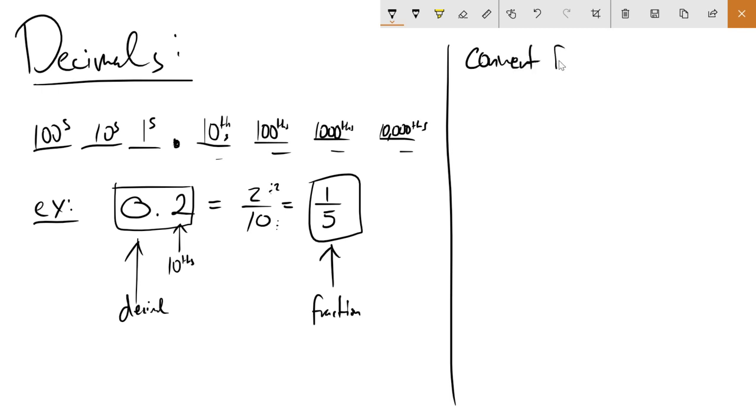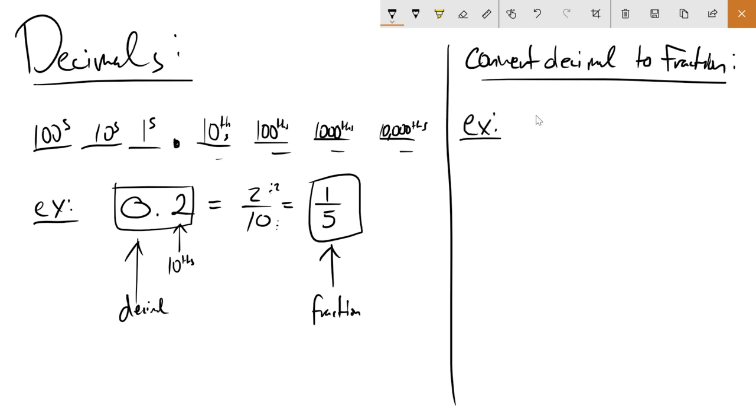So let's convert decimal to fraction. Now that one was pretty straightforward because it was just a 2 in the tenths place. You may have multiple values behind the decimal. So let's say that we had, for example, the decimal 0.48. Okay.